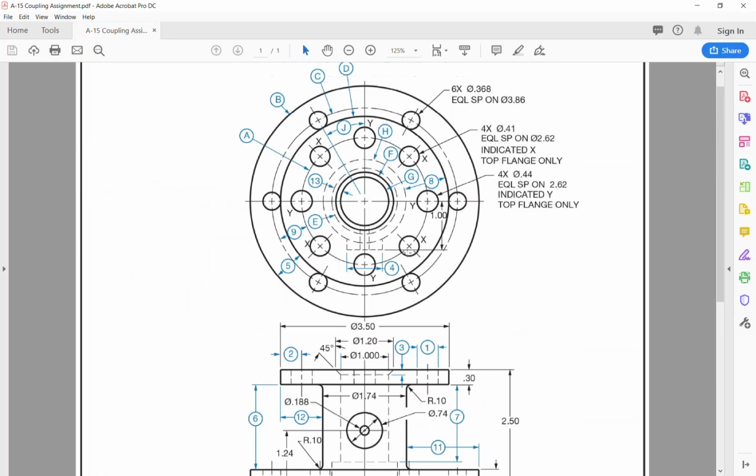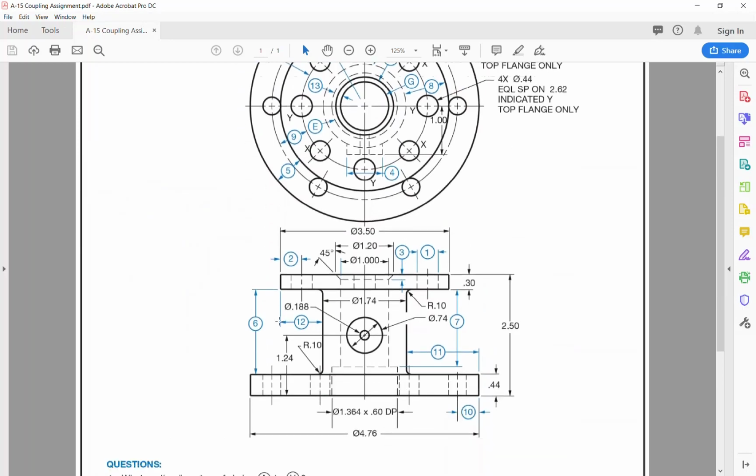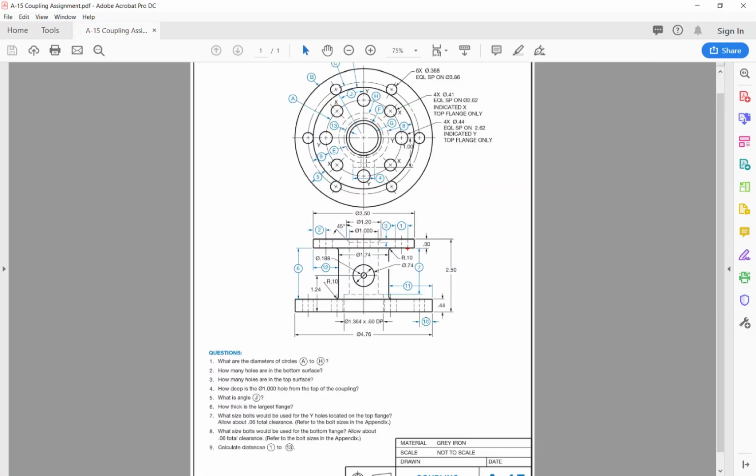So where's dimension number 6? Dimension 6 is pretty straightforward. There it is. It's just the distance between the bottom of the top flange and the top of the bottom flange. So we're going to take the overall of 2.5 and we'll subtract these two flange thicknesses. So 2.5 minus 0.3 minus 0.44.